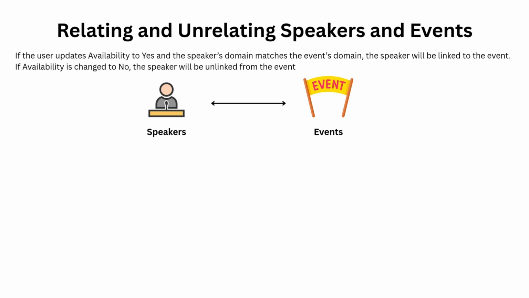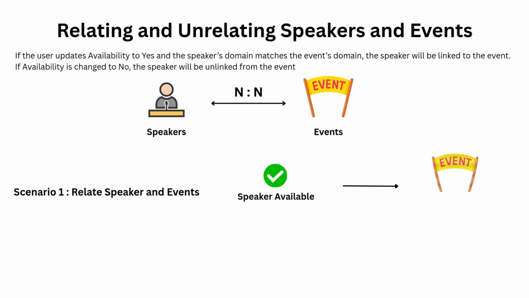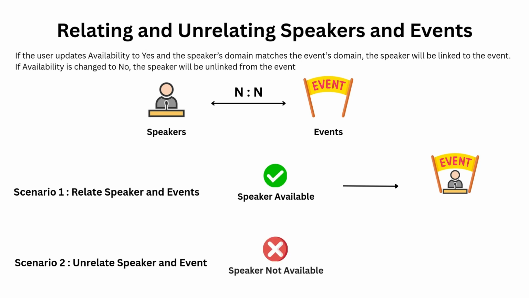For that, we will be using two entities, speakers and events, which are related to each other by N is to N, where one speaker can have multiple events and one event can be associated to multiple speakers. So there are two scenarios, relate and unrelate. The first scenario is relating a speaker to events: once the speaker is set to available, that speaker will be automatically associated to the event. Scenario two is if the speaker is set to not available, then if he is already associated to some event, he will be disassociated. So we will get started.